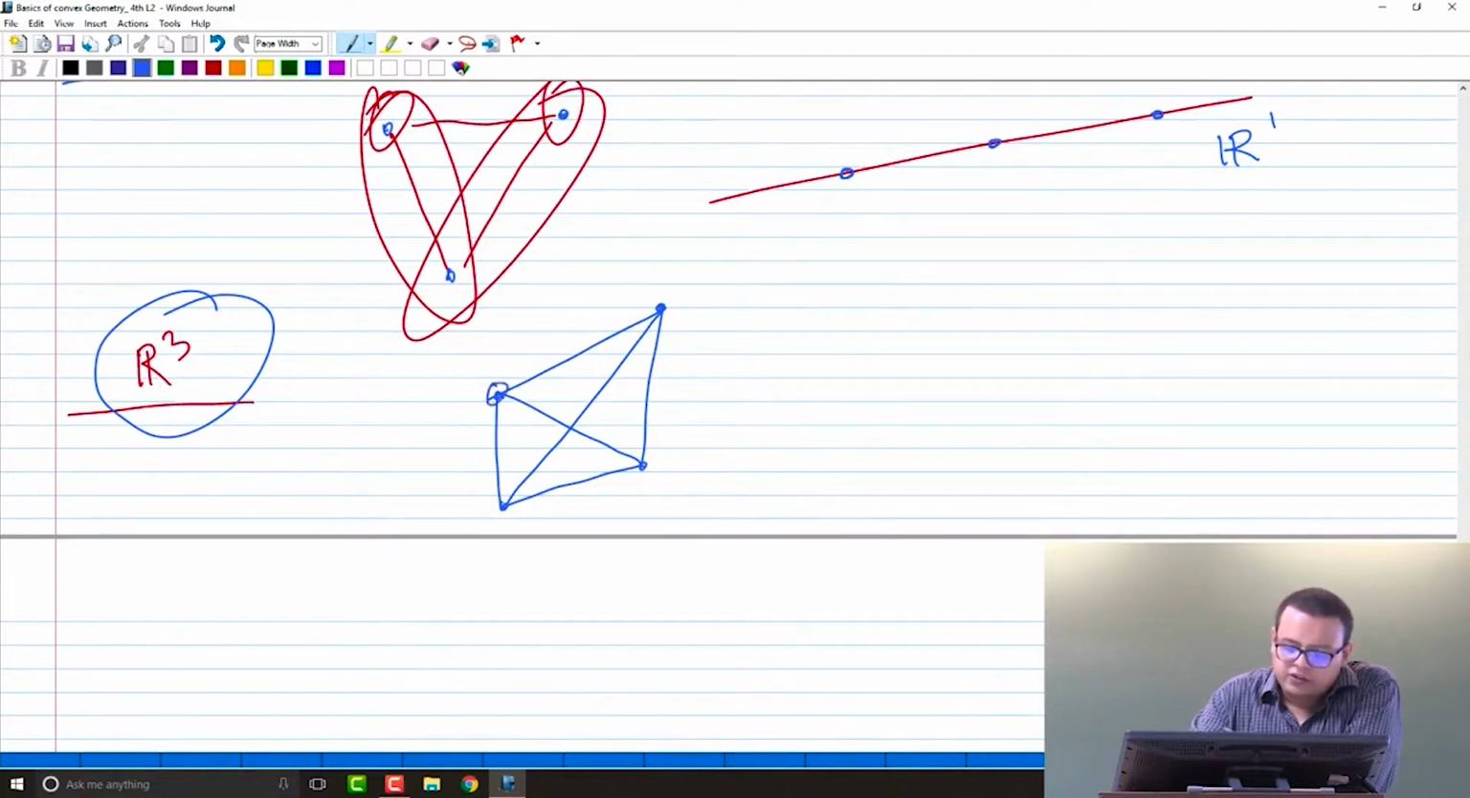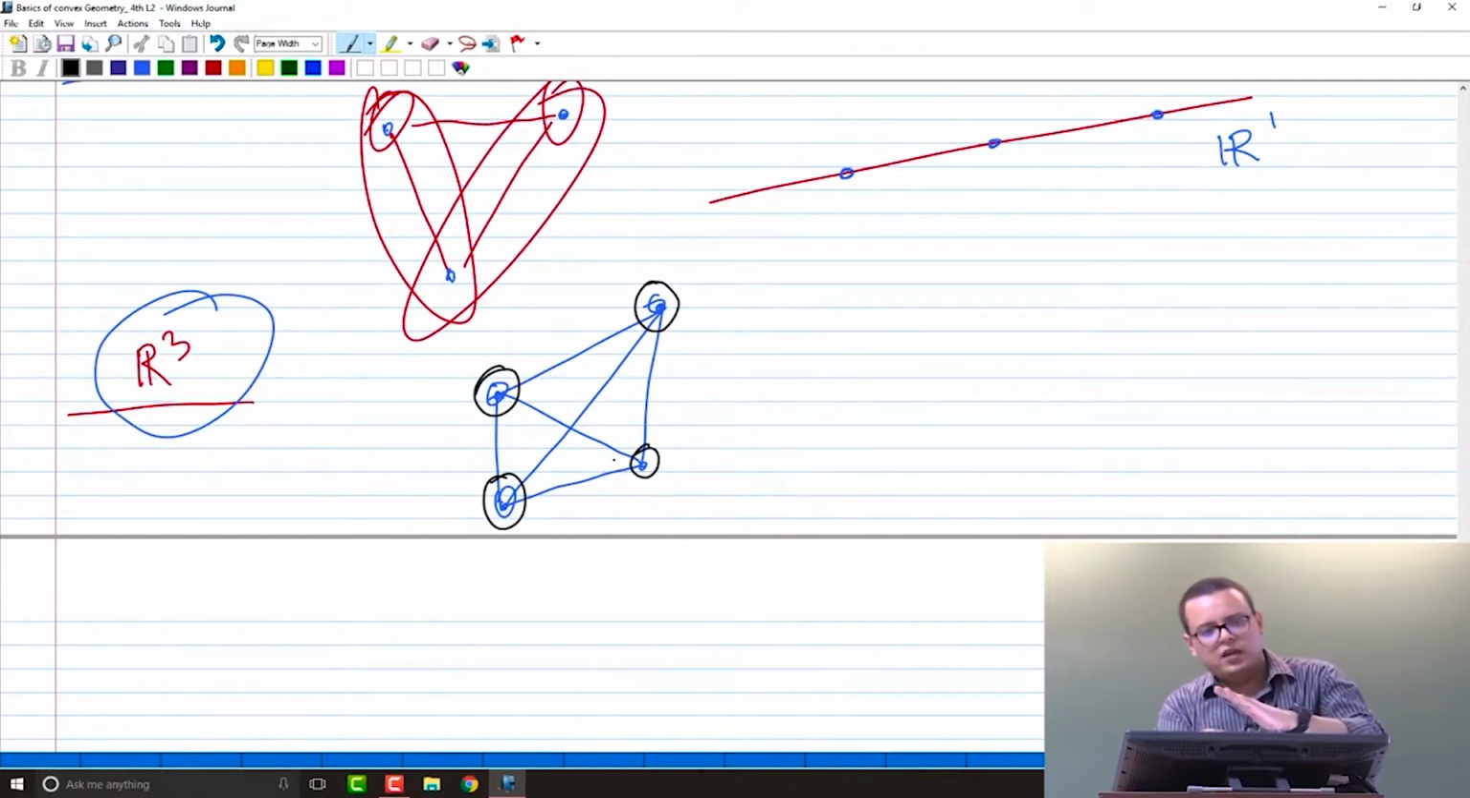Let us take these 3 points and this point. Let me make it black. I have taken this point and this point and this point. The convex hull of these 3 points is a triangle that is contained in the plane on which these 3 points lie, but the 4th point is outside this plane.